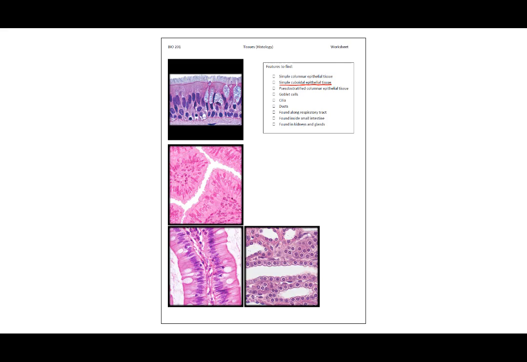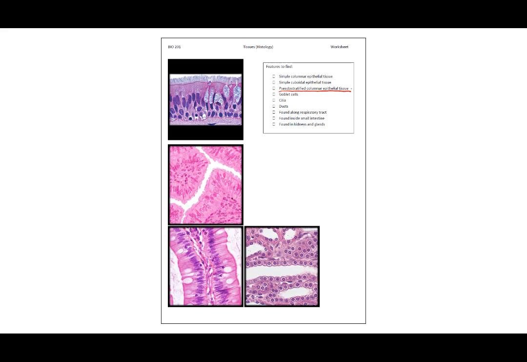Simple cuboidal epithelial tissue, we see these little squares here. This looks like a portion of a kidney. So the kidneys do a lot of pumping and duct work. You will find cuboidal cells in glands.